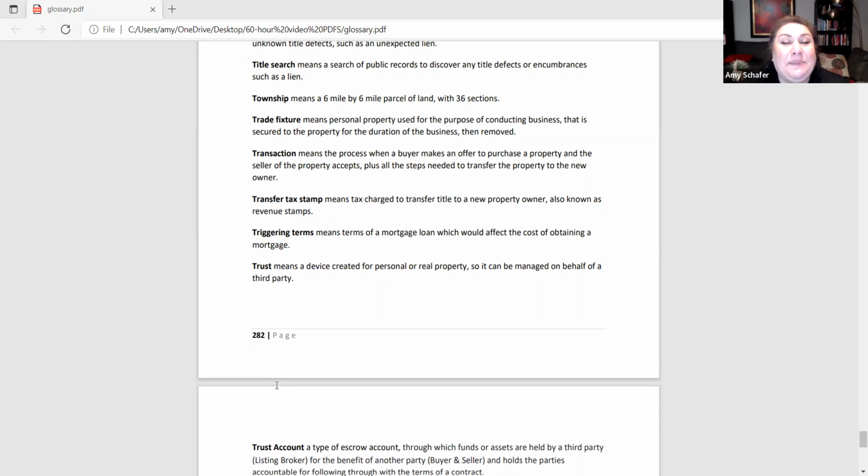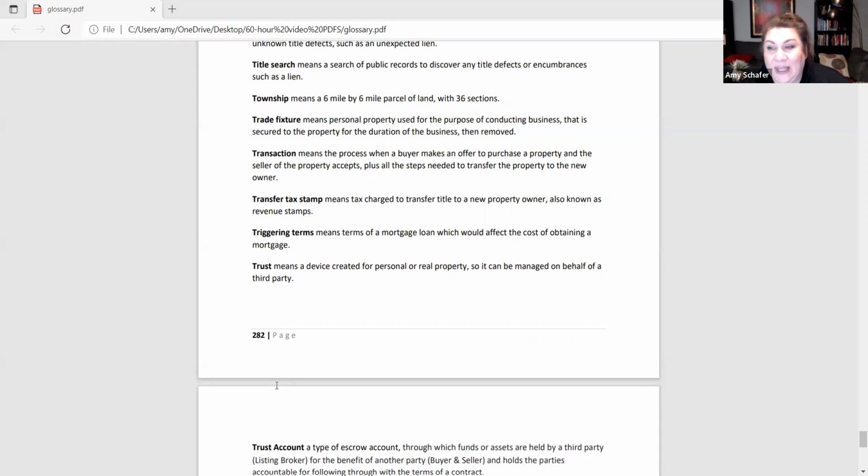Triggering terms. This relates back to RESPA and Regulation Z. It says a buyer must know the true costs of obtaining a mortgage. And triggering terms that are disclosed on the loan estimate form must match exactly on the closing disclosure. Anything that has to do with the cost of obtaining a mortgage, the origination fee, the interest rate, running a credit check, anything that has to do with obtaining the mortgage from that bank must match. Any of those changes, that's a trigger, right? Those are a list of triggering terms.